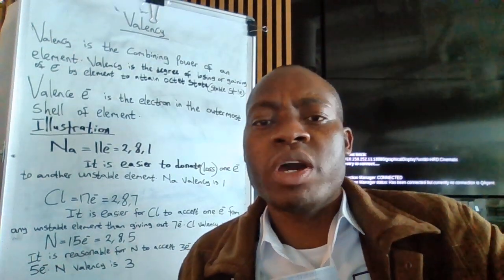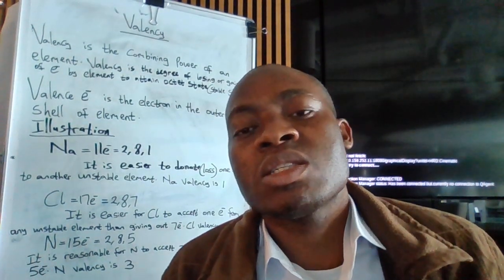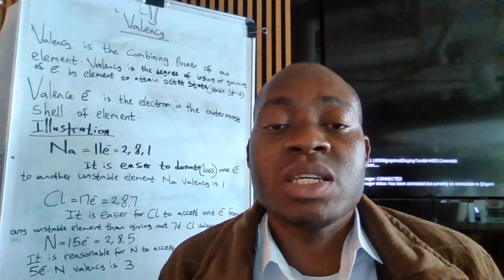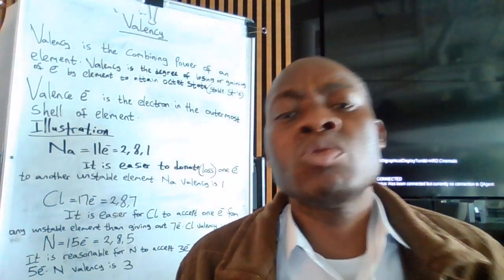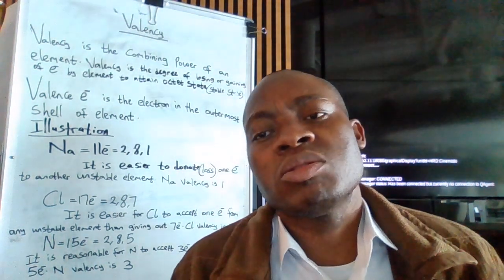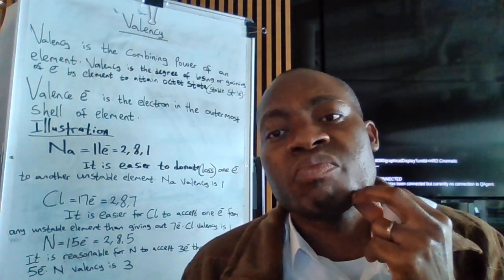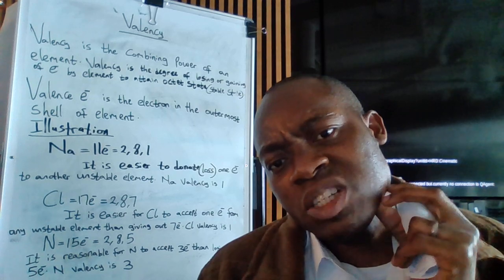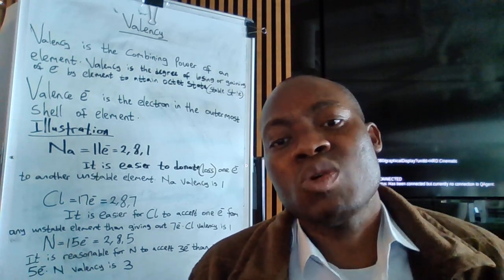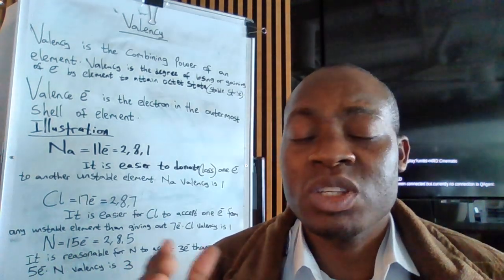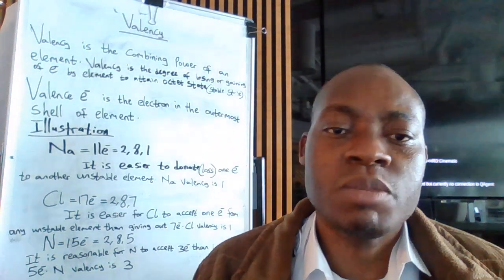All these unstable elements try to attain the octet state, that is, to attain the stable state, by either losing electrons or gaining electrons, sometimes sharing of electrons. But today we are going to differentiate between what is valency and what is valence and what is valency.